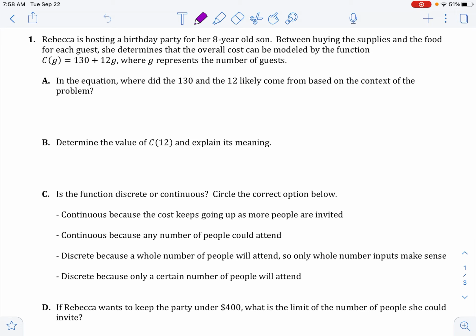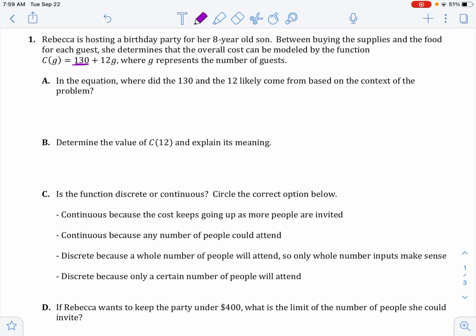All right, this first problem says Rebecca's hosting a birthday party for her 8-year-old son. Between buying supplies and the food for each guest, she determines that the overall cost can be modeled by the function C of G equals 130 plus 12G, where G represents the number of guests. In the equation, where do the 130 and the 12 likely come from based on the context of the problem? Go ahead and pause your video and try this one out yourself.